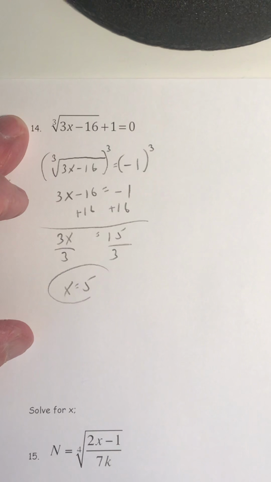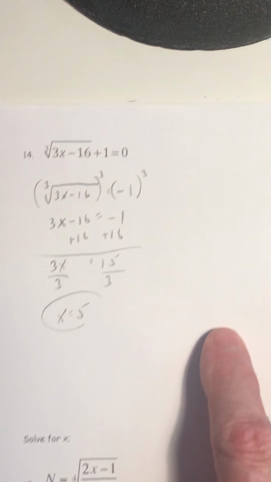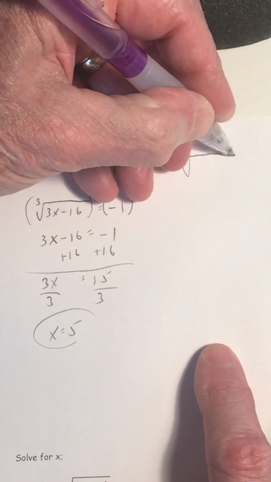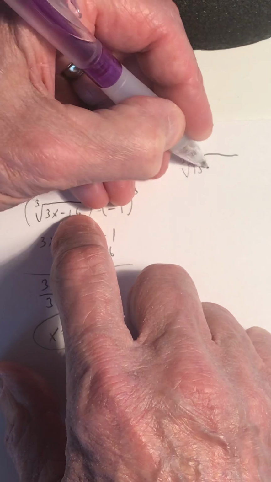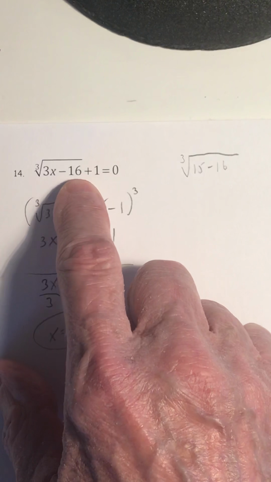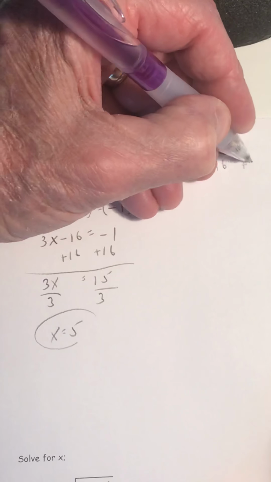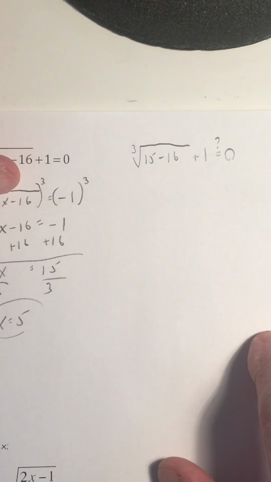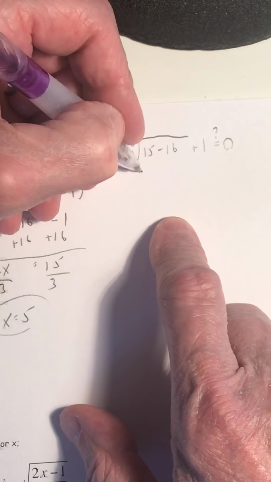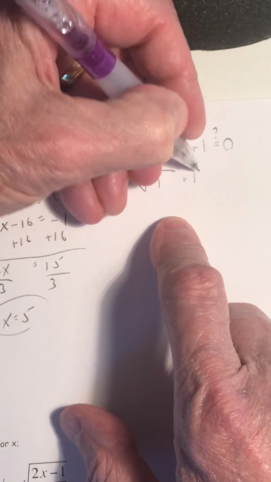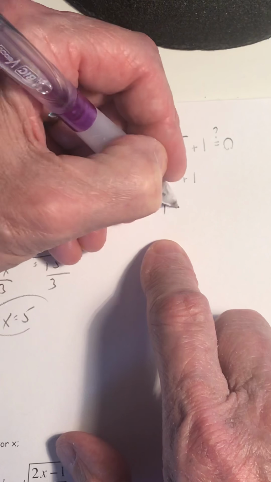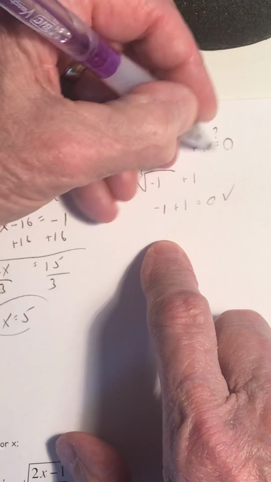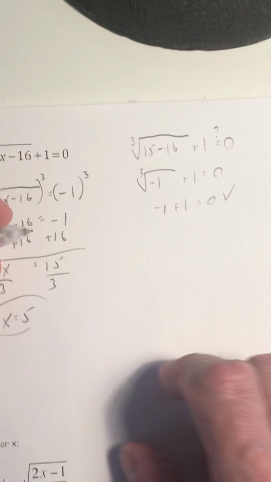And if you plug the 5 in, what's it going to do? It'll be 3 times 5, it'll be 15 minus 16, 15 minus 16 plus 1. Does that actually come out to 0? Yeah, because 15 minus 16 is negative 1. And the cube root of negative 1 is negative 1. And negative 1 plus 1 does equal 0. Okay?